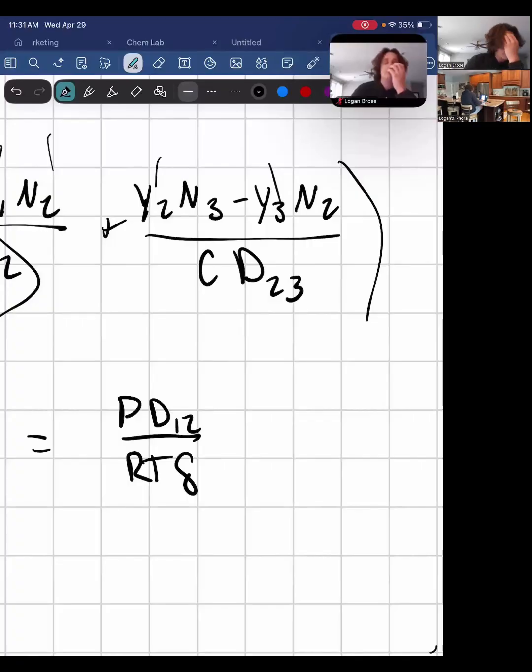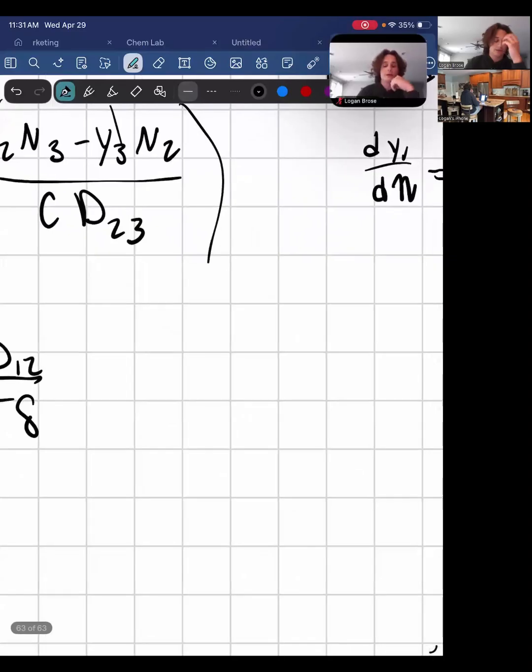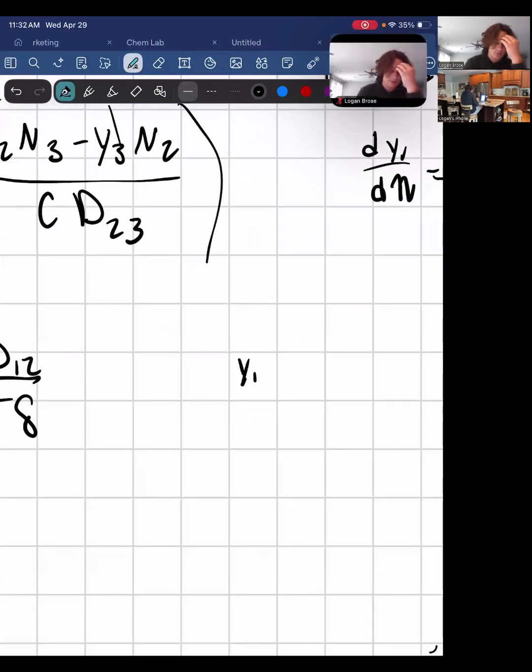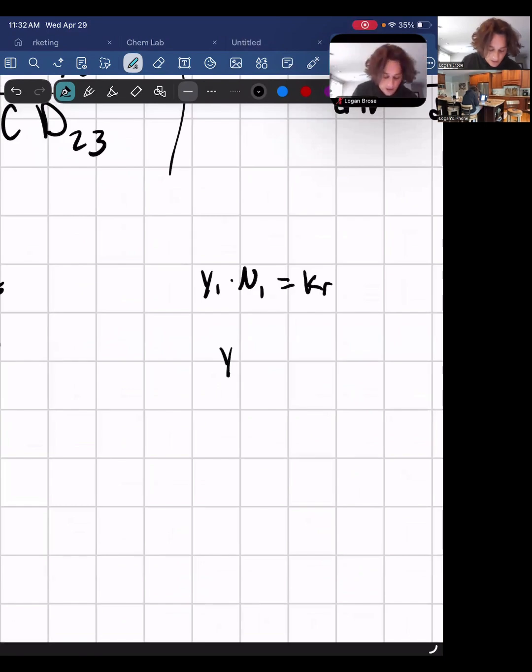From here, we have to make sure we acknowledge the fact that it's a reaction, right? So we have to include our rate of reaction. So it's going to be Y1 times our flux, right? That equals our rate of reaction, right? So when we do this, we can get a value for our Y1, which will equal KR over N1.